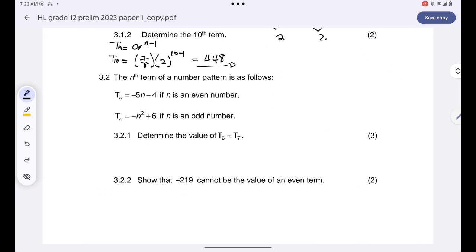And now, guys, we are told that the nth term of a number pattern is as follows.